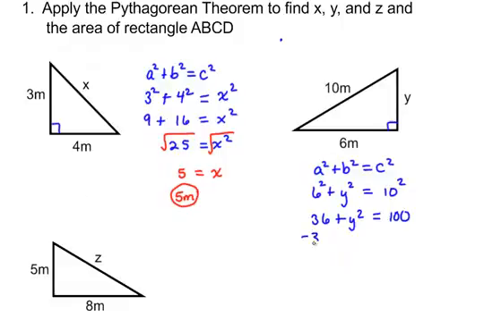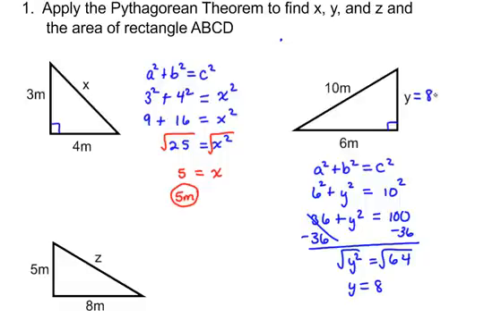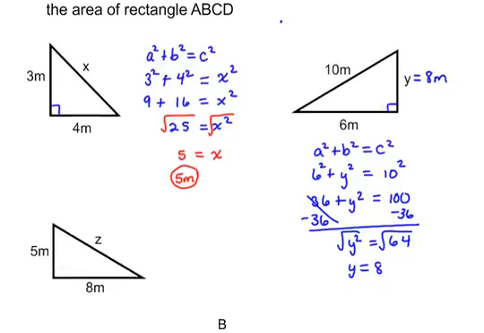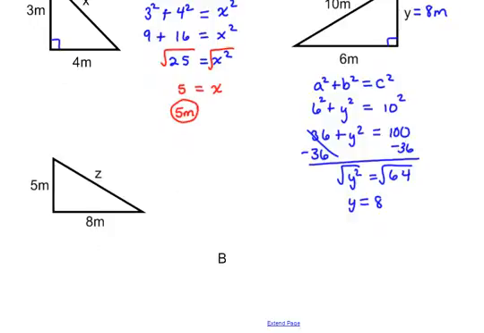Now let's subtract 36 from both sides. And we have y squared is equal to 64. The last step is to find the square root. So y is equal to 8. Alright, I have another example.